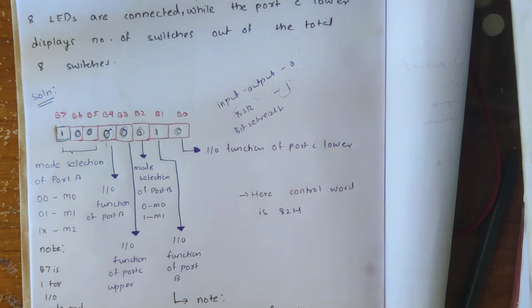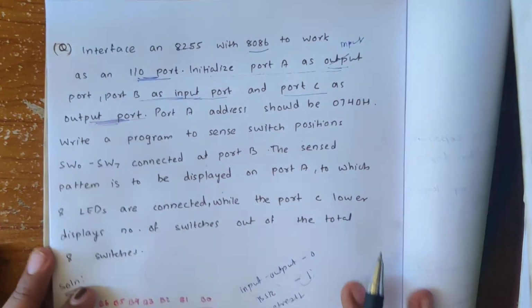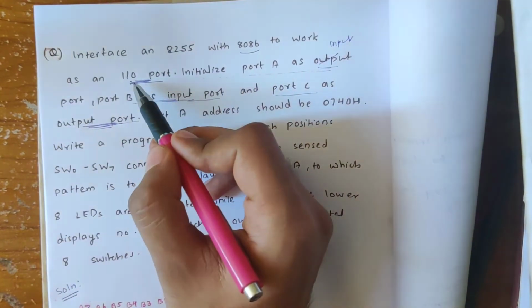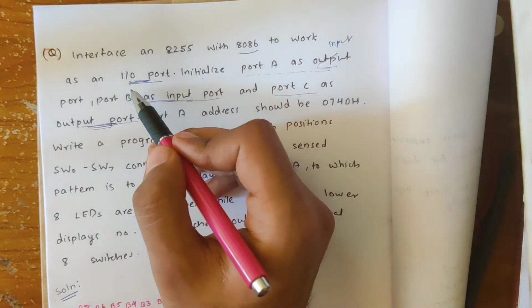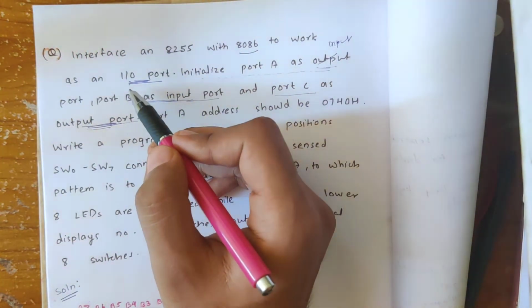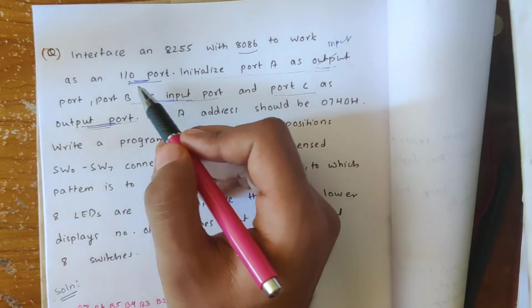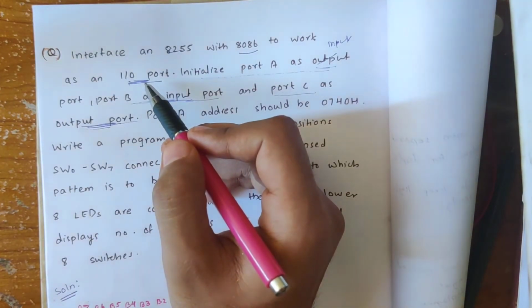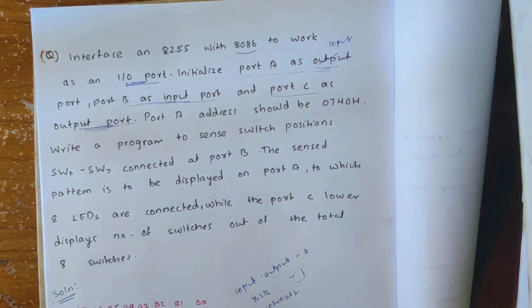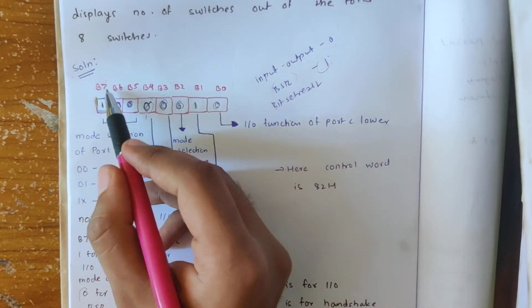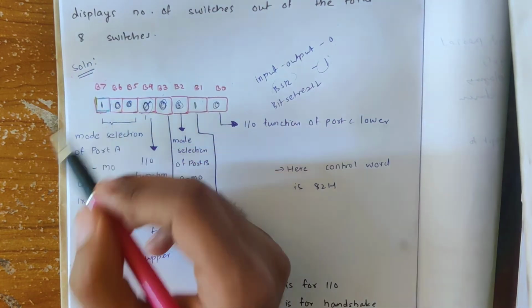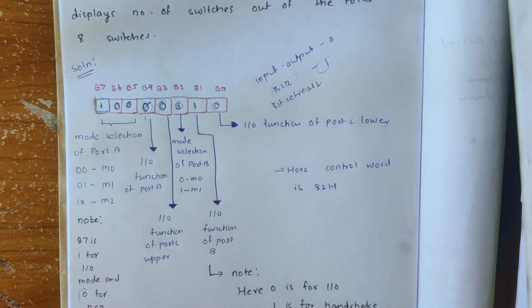So a couple of important points to keep in mind. So we go back to the question. Here in this question it is given as input-output port, but another possibility is BSR, which is bit set reset mode. So if it's mentioned as bit set reset mode, the thing that we should do is change this 1 in B7 to 0. So that's what we have to do in case they mention that it's in BSR mode.